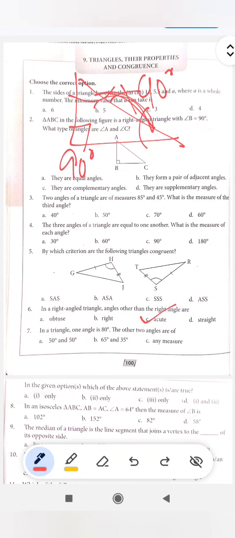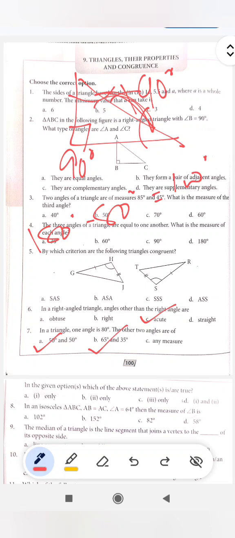Now come to question number 7. In a triangle, one angle is 80 degrees. What are the other two angles? If one angle is 80 degrees, what is the sum of the other two angles? That is 180 degrees minus 80 degrees, which is equal to 100 degrees. So 50 plus 50 is equal to 100 degrees. That is possible. 65 plus 35 is equal to 100 degrees. Yes, that is also possible. Any measurement is possible.